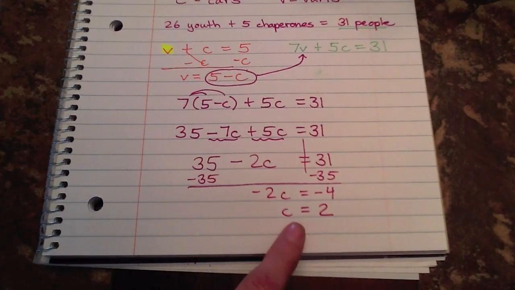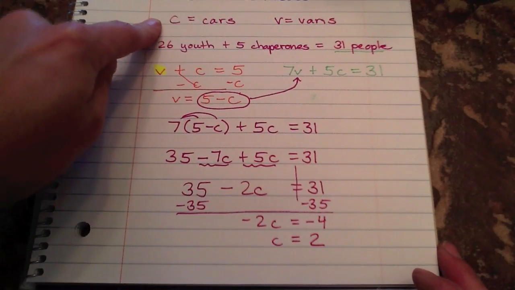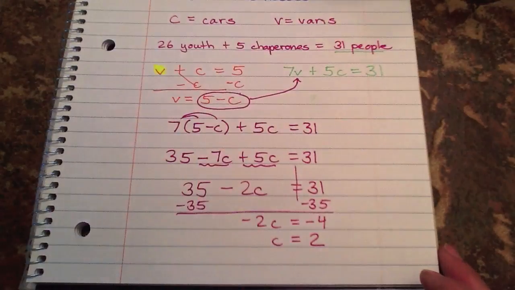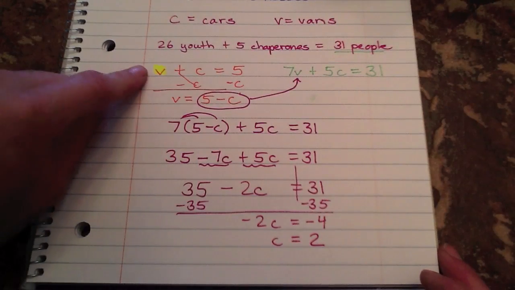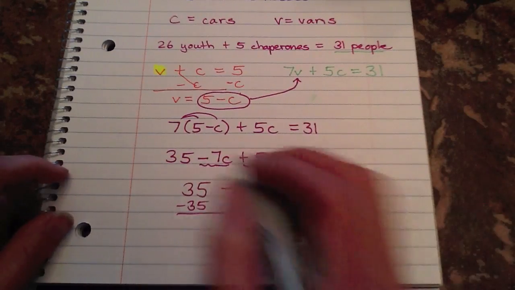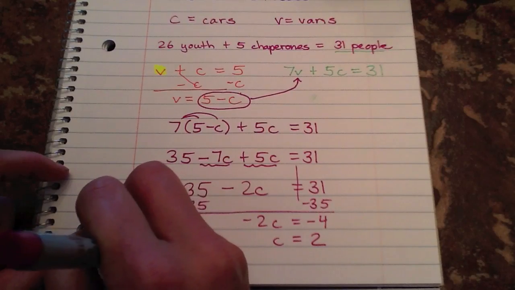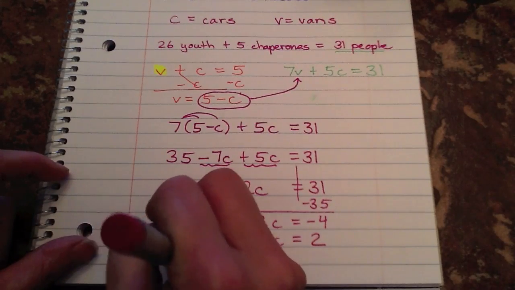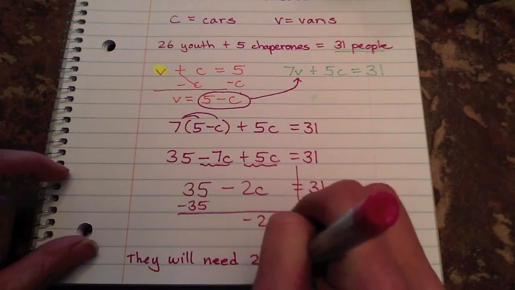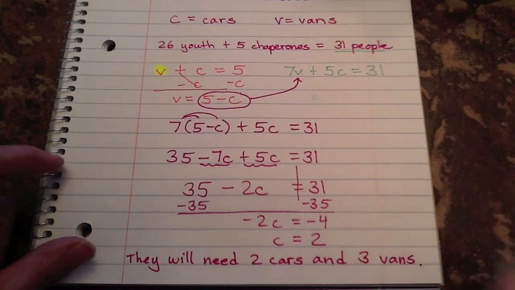Now, since I have 2 cars, if I go back up and look, C was cars. 2 cars, I knew I only had 5 chaperones, so I automatically know that means I have 3 vans. Plug it into the easier of the 2 equations, even though either one would work. And then you would answer, it says how many cars and vans, so they will need 2 cars and 3 vans.